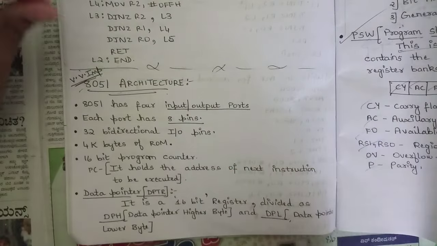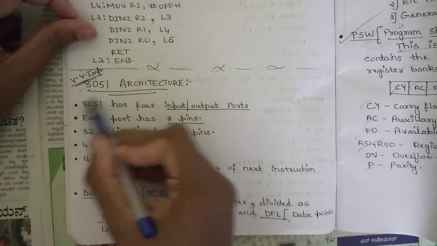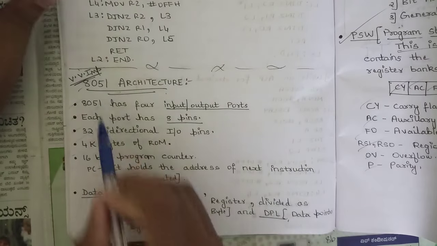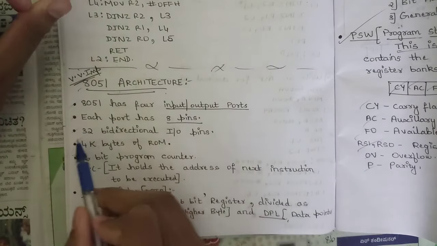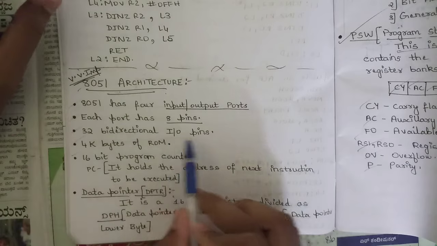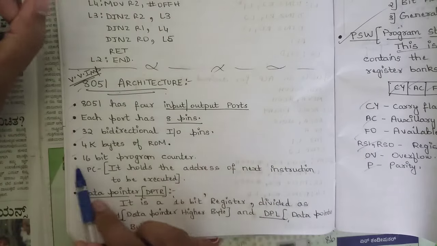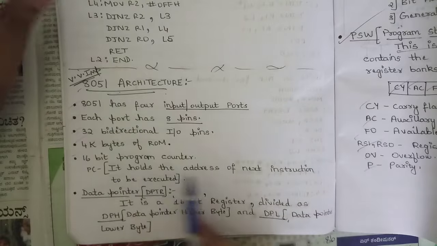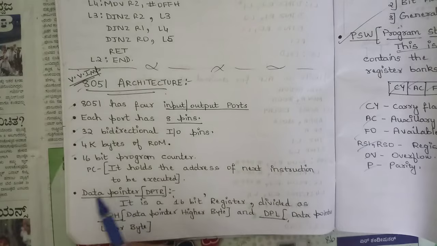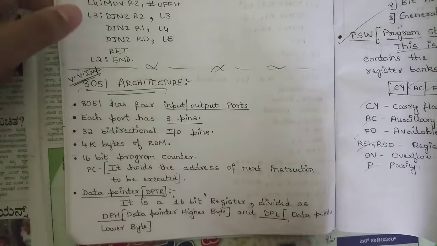Here I have just written some of the theory part. These are a few of the points you can mention, 5 important points. It has 4 input output ports. Each port has 8 pins. 32 bidirectional input output pins, 4 kilobytes of ROM, 16-bit program counter. If you want, you can write the program counter definition: it holds the address of the next instruction to be executed. Data pointer DPTR is a 16-bit register, you can mention it.